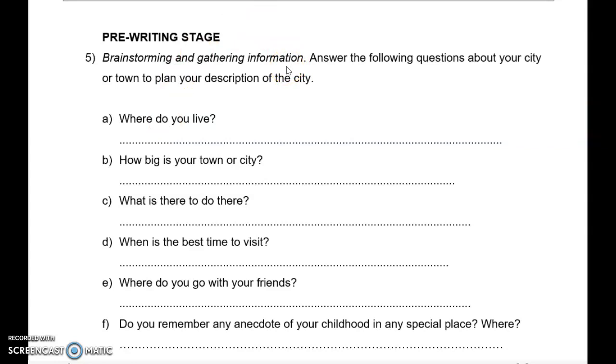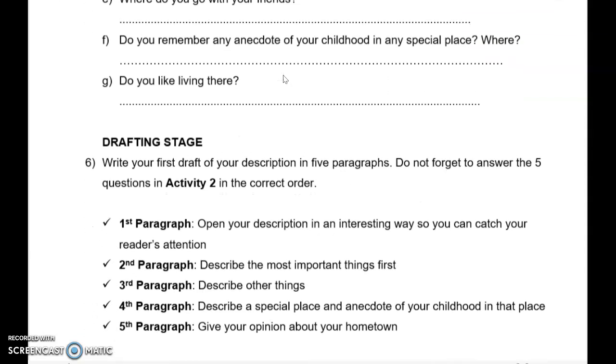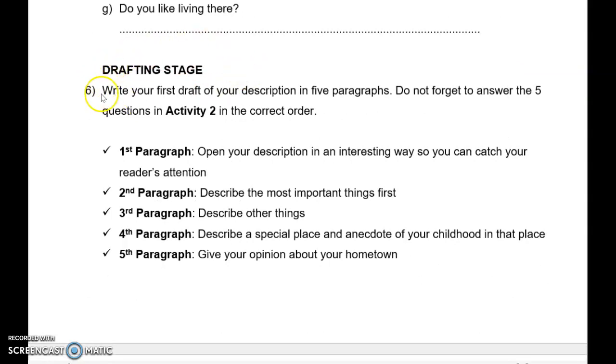So the first thing, in the pre-writing stage, you will have to brainstorm and gather information. In order to do so, you are going to answer the following questions about your city or your town to plan your description of the city, right? Then you go to the drafting stage. In this stage, you will have to write your first draft of your description in 5 paragraphs. Do not forget to answer the 5 questions in activity number 2 in the correct order.